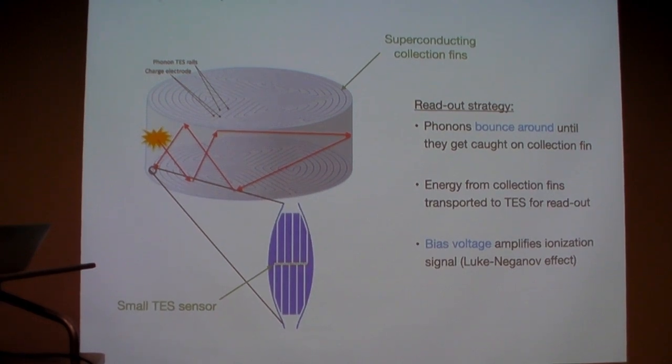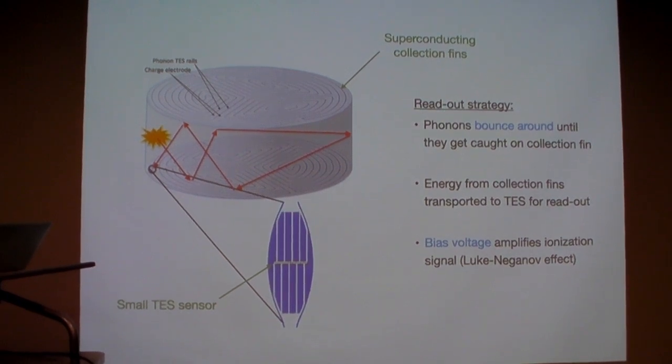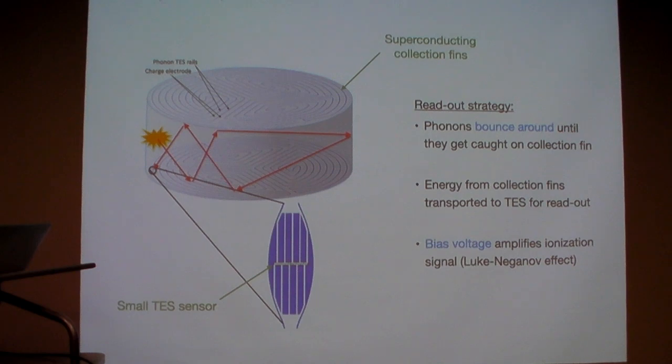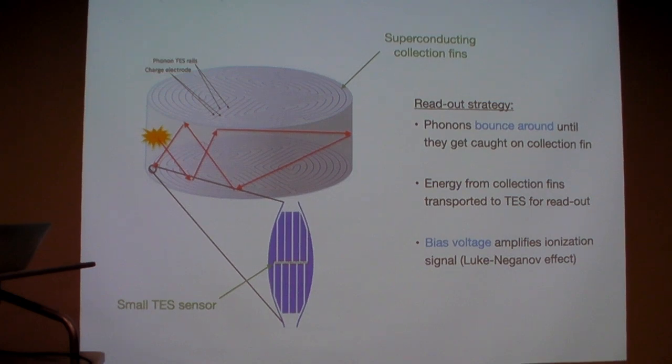So you've got to set this thing up so that the dominant way these phonons lose energy, or at least a significant fraction of their energy, is not through escaping through the sides or whatever. Right, yeah, that's right. And so that determines what fraction of the surface you have to cover with these collection fins. So these guys have a phonon collection efficiency above 90%. So this works very, very well.